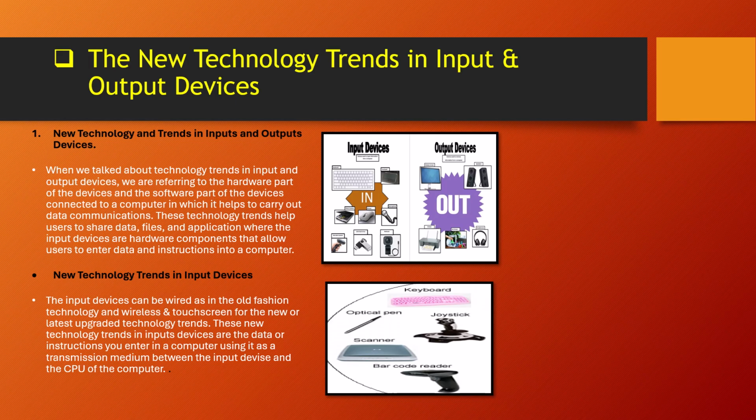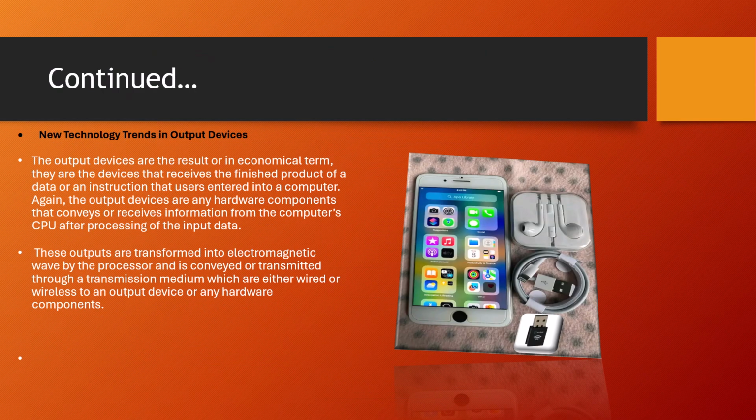Output itself is the finished product of the input that we inserted and is transformed to the CPU, and the CPU processes it, and then it comes out as output. So output devices are the devices that help users to receive information or data as outputs. As I have mentioned, there are some output devices and input devices that contain the inputs or the outputs that are received by users.